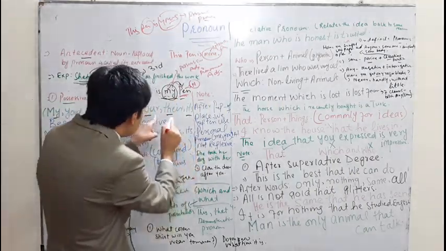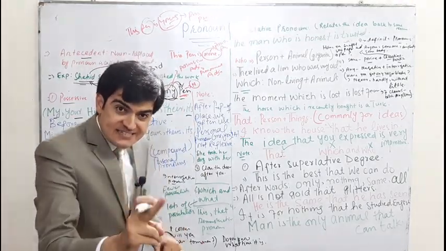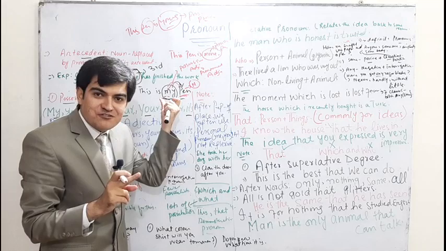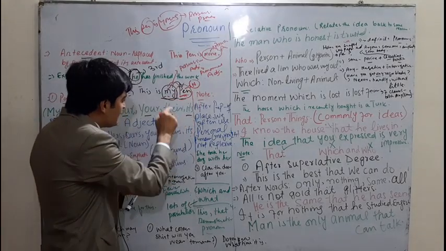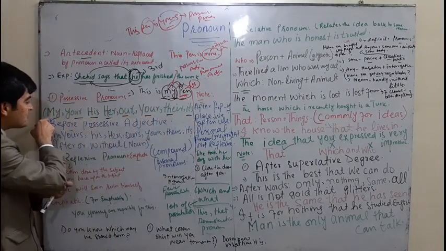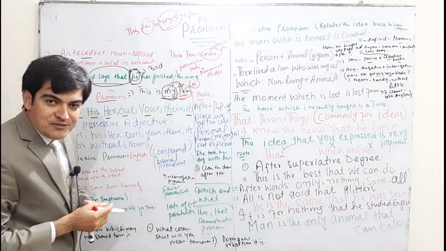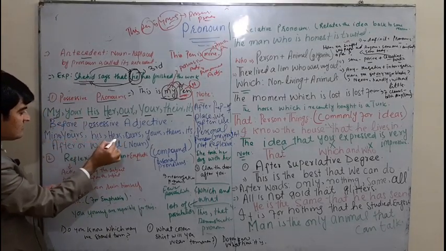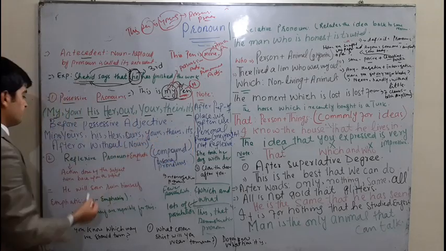But a possessive adjective cannot be used without a noun. A noun is absolutely indispensable for a possessive adjective or pronominal adjective. You can clearly see here, these are all working as possessive adjectives or pronominal adjectives.